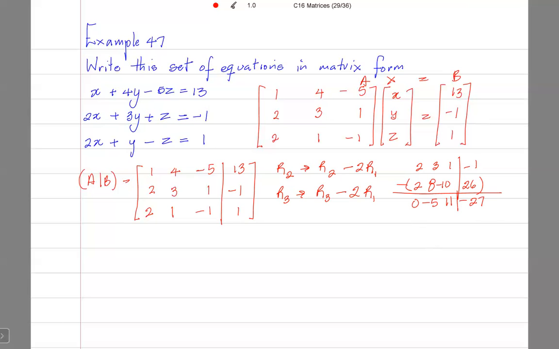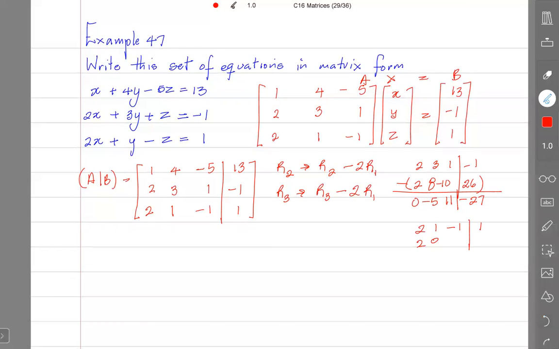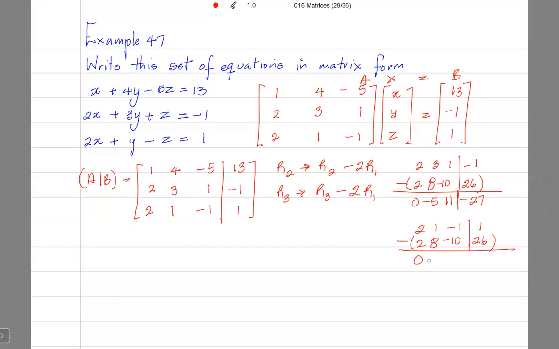Row 3 is 2, 1, minus 1, 1, and 2 times row 1 is 2, 8, minus 10, 26. We're going to subtract, giving 0, minus 7, 9, minus 25.